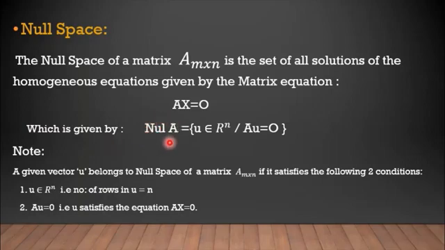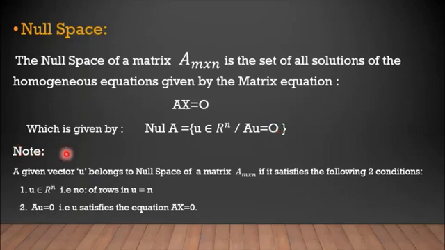We denote null A as the set containing all vectors u belonging to Rn. What do we mean by Rn? This u is a column vector with n rows. Why n rows? Because it is a matrix of order m by n, so it will have n columns. That means there will be n variables for the homogeneous equations. So null A is the set containing vectors u belonging to Rn such that Au equals 0. If you multiply matrix A with the column vector u, it should give you 0.